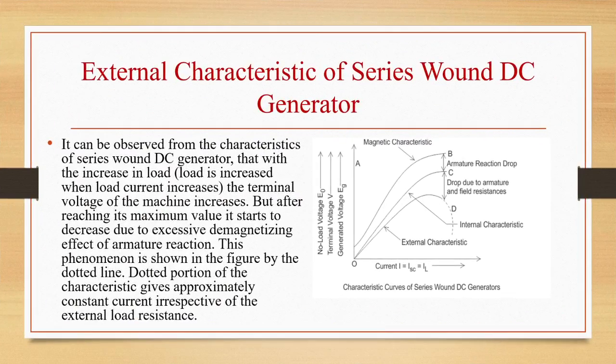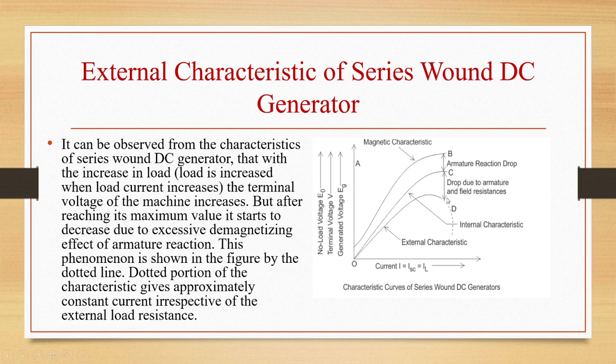So we can observe from the characteristics of a series wound DC generator that whenever the load is increased, load current also will increase. So load increases, load current increases, and the terminal voltage of the machine will also increase. But after reaching some maximum value, it will start to decrease because of the excessive demagnetizing effect of armature reaction.